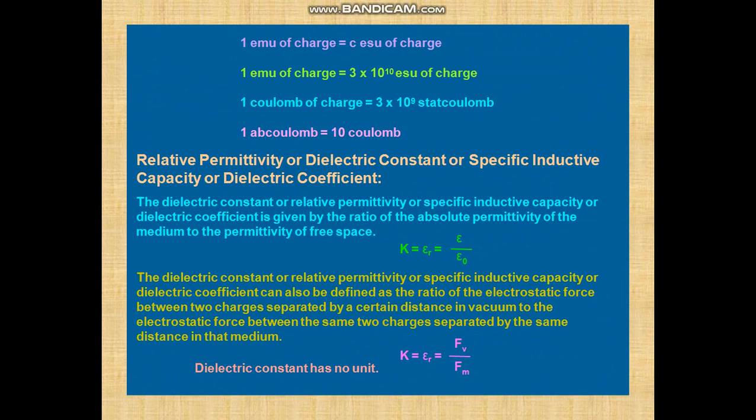The dielectric constant or relative permittivity can also be defined as the ratio of the electrostatic force between two charges separated by a certain distance in vacuum to the electrostatic force between the same two charges separated by the same distance in the medium. That is, dielectric constant equals the force in vacuum between the two charges divided by the force between the two charges when the medium is there. Dielectric constant has no unit.